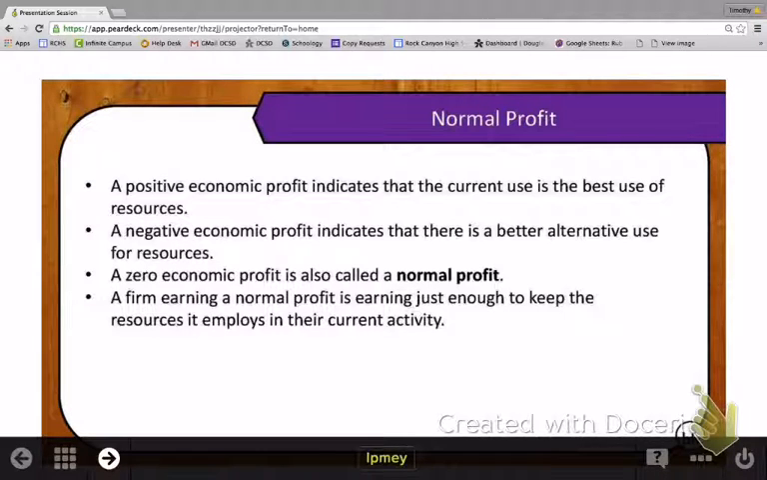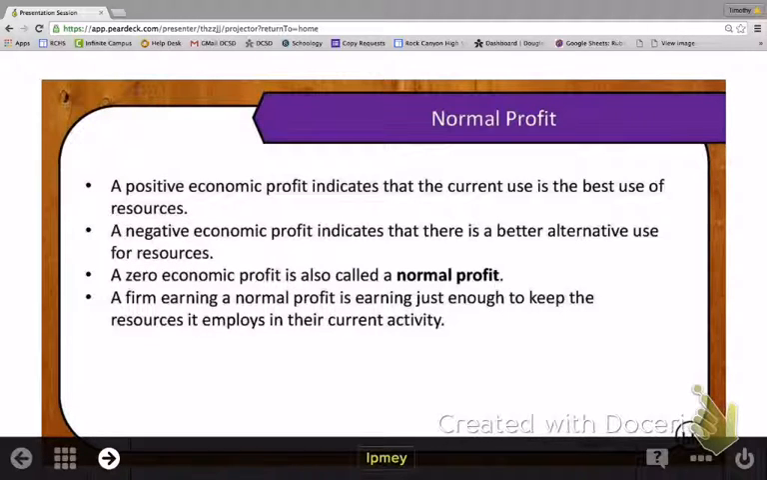And it compensates her for all of the rental income she gave up, and it compensates her for the salary at Macy's that she gave up. So if you can earn enough total revenue to cover every cost, both out of pocket and the things you gave up, a normal profit is not a bad thing at all. It means there's nothing else you could be doing to earn more money.